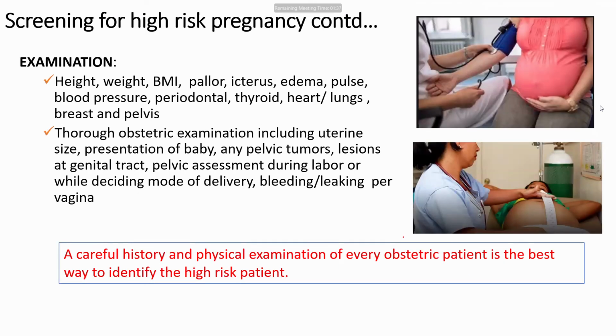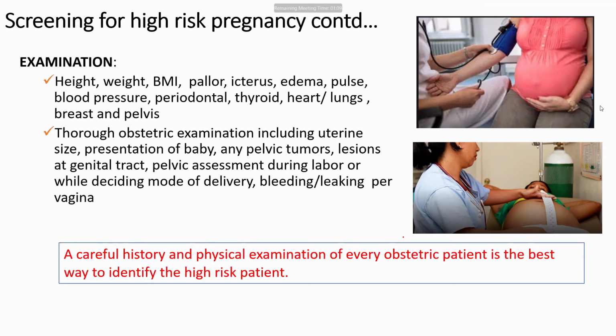So thorough examination is very, very important. Height and weight to calculate BMI, cardinal signs like pallor, icterus, edema, vitals, pulse, blood pressure, any dental caries, so dental examination, thyroid, heart and lung, breast, pelvis. It depends on the case, but usually these should be included as a part of examination for all patients.